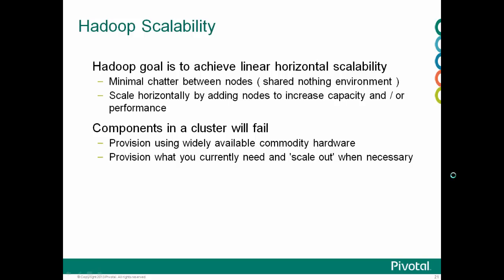Hadoop's goal is to simply achieve linear horizontal scalability, with minimal chatter between the nodes like you might get in a shared nothing environment, but to be able to scale horizontally by adding new nodes to increase capacity or performance, and be able to add these new nodes both simply and cost effectively. Recognizing that components in a cluster will fail, you have to make sure that you provision using widely available commodity hardware and provision what you currently need and scale out at that point in time where scaling out becomes necessary.